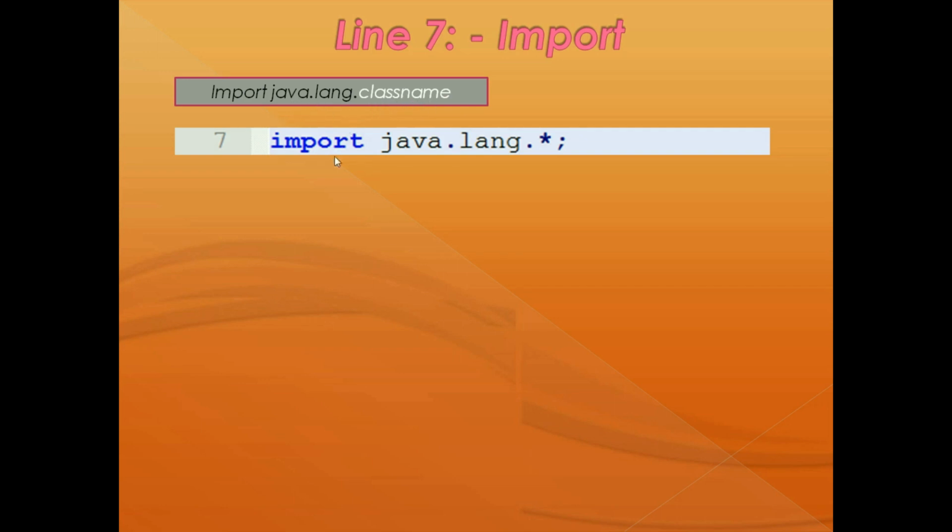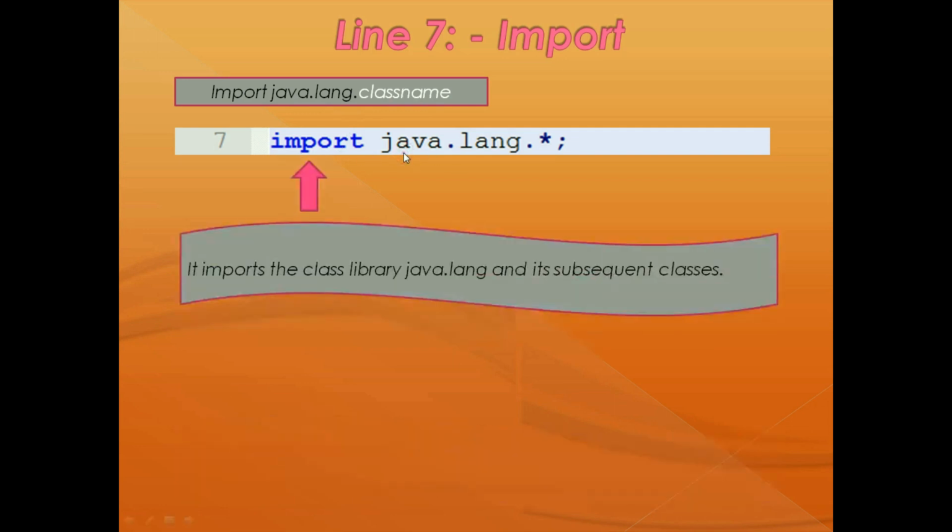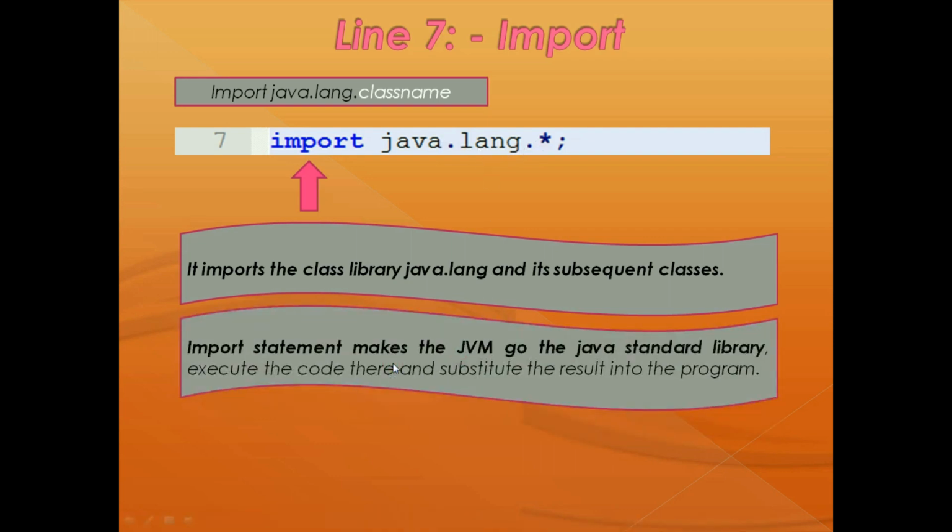program. And here we can see we have imported the class library java.lang and its subsequent classes in the code. It means all the classes that belong to this package are imported. We know that the import statement makes the JVM go to the Java standard library, execute the code there and substitute the result into the program. Here no code is copied, hence no waste of memory or processor time. So import is a more effective mechanism than hash include.